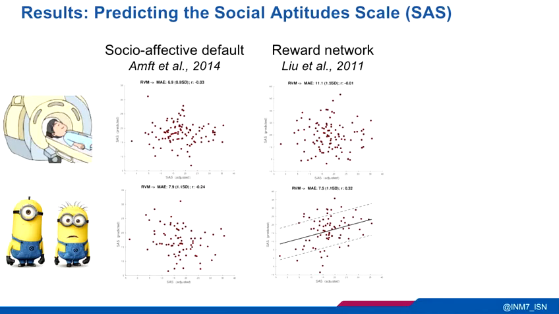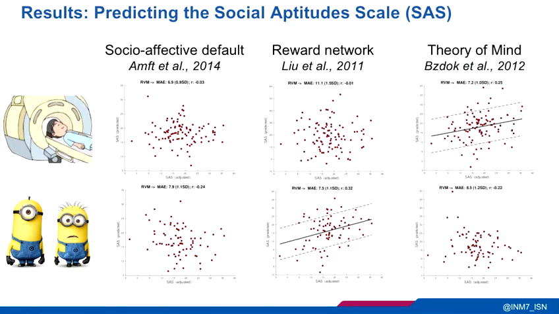We also looked at the social aptitude set, and quite surprisingly, we found somewhat of a similar pattern. Again, socio-affective reward was very good in predicting the phenotypes when you're watching a movie. But what happened to the default network? Well, it seems the default mode network as a whole was not involved. But actually, if you look at the more specific theory of mind-related regions, then you do see that prediction.